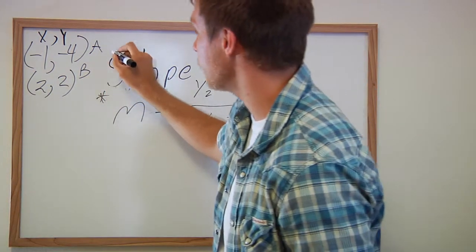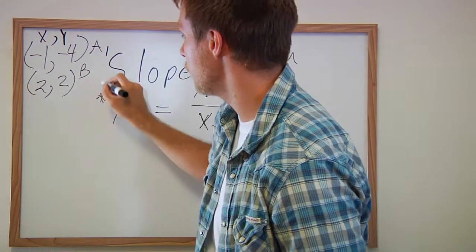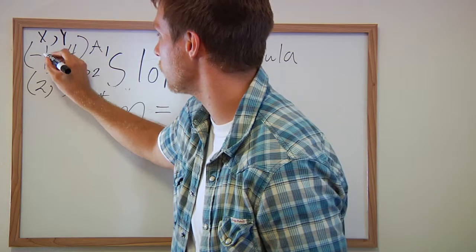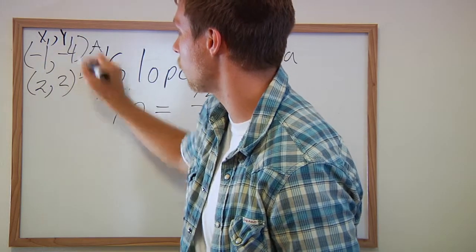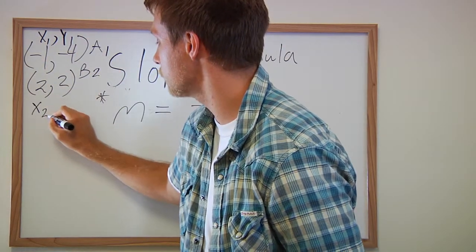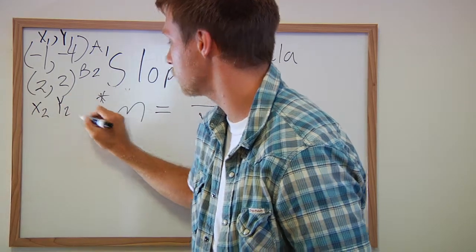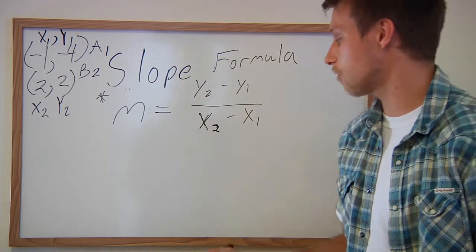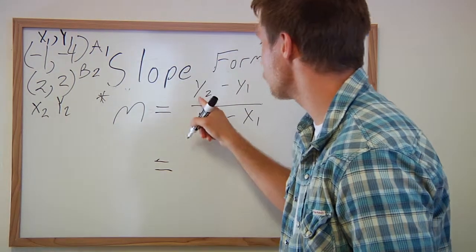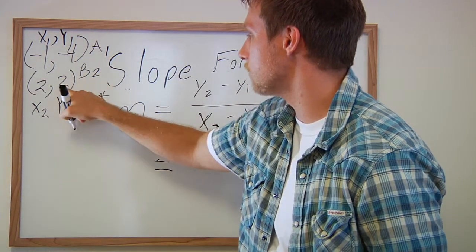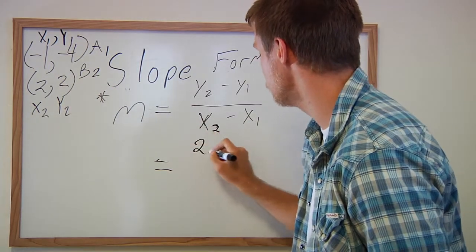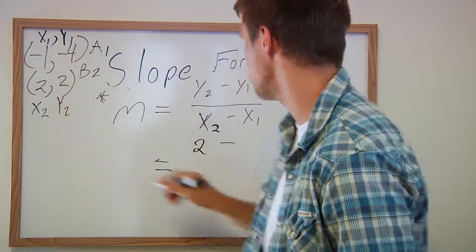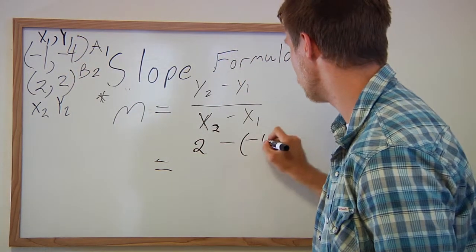I'm going to make A our 1's and B our 2's. So that means where X is, this right here would be our X1 and this would be our Y1. And where X is here, this would be our X2 and this would be our Y2. So all we're going to do now is a normal plug into a formula. So I'd have equals, so where's my Y2? My Y2 is for B, B for Y is 2. And I'd subtract that from my A, which is my Y1, which is -4. Put that in parentheses.